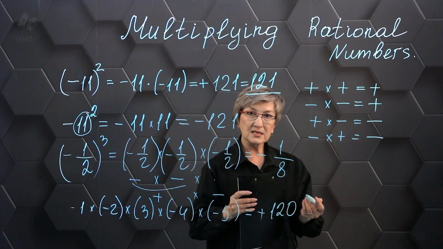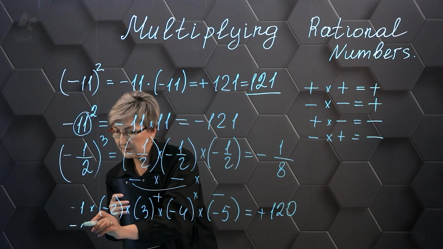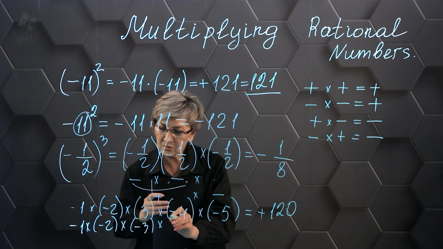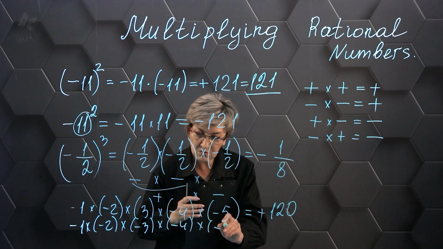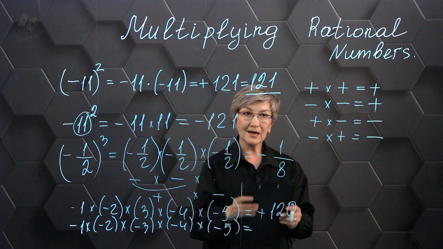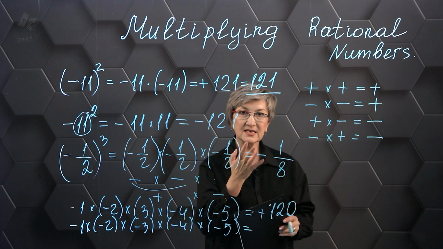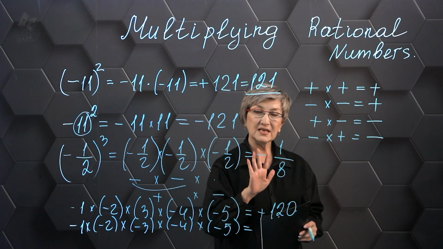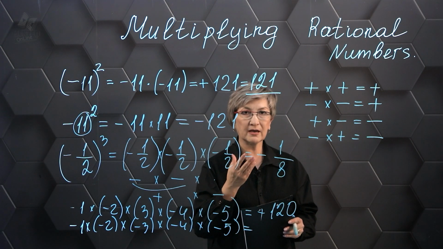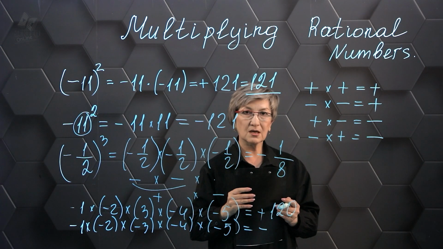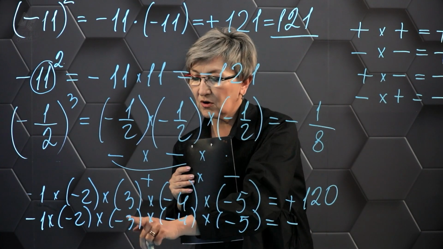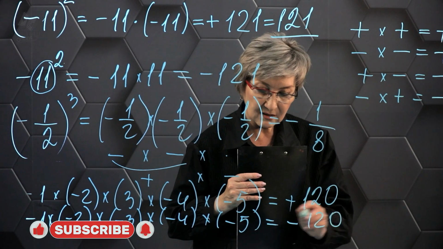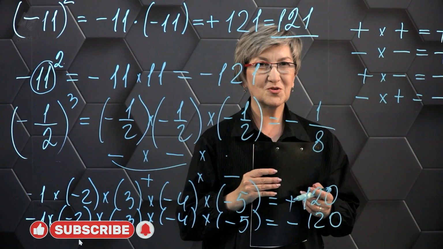But if, as a case, negative 1 times negative 2 times negative 3 times negative 4 and then negative 5. Let's find the number of negative numbers. 1, 2, 3, 4, and 5. 5 negative numbers is an odd amount. The result will be a minus. 1 times 2 times 3, 4, and 5 will give 120. And the result for this example is negative 120.